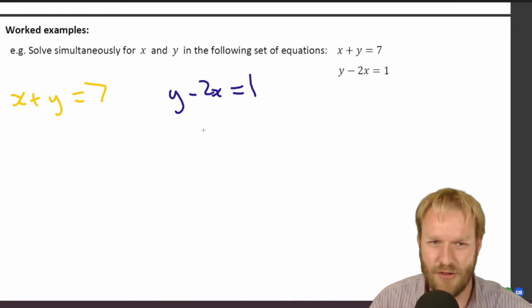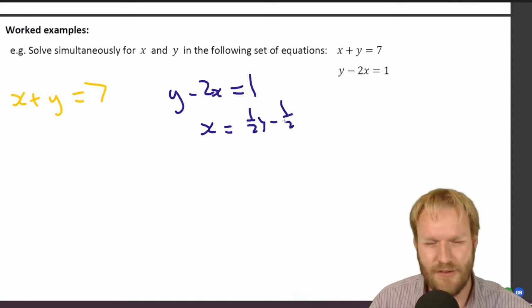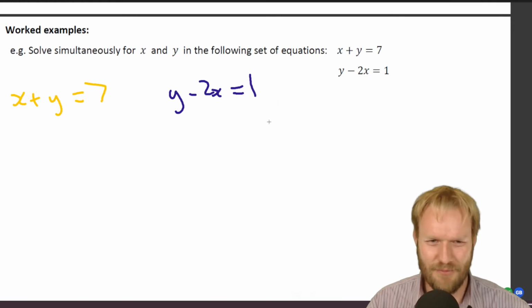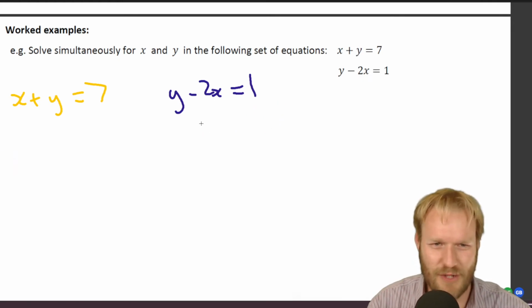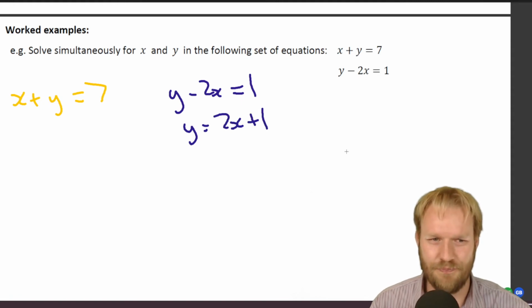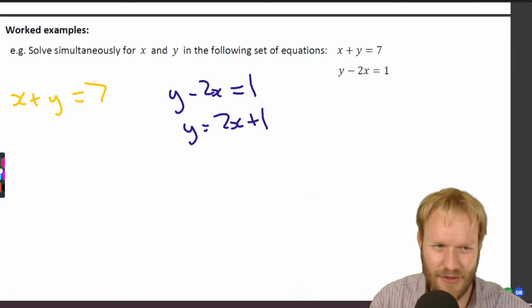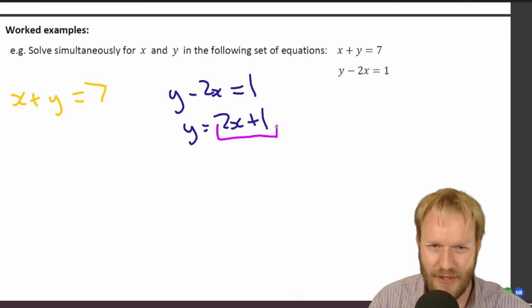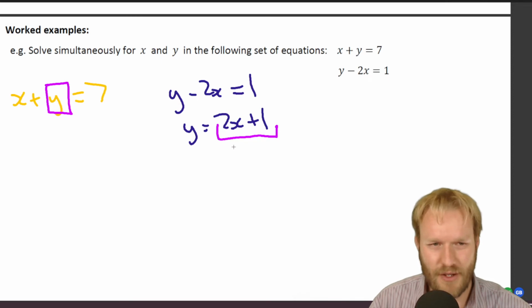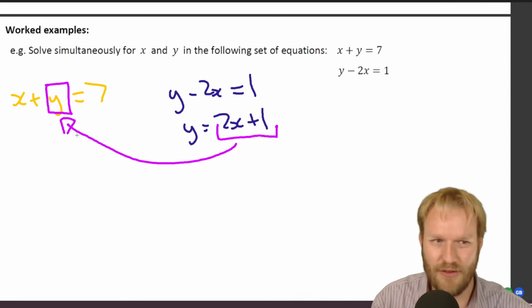You might have gone x equals a half y minus a half. That's going to require a little bit more work, and that's the one I'd suggest not doing. That looks too complicated. So I'm going to choose one slightly differently and just go y equals 2x plus 1. Now I can replace this y with that, so I'm going to put that into that y.